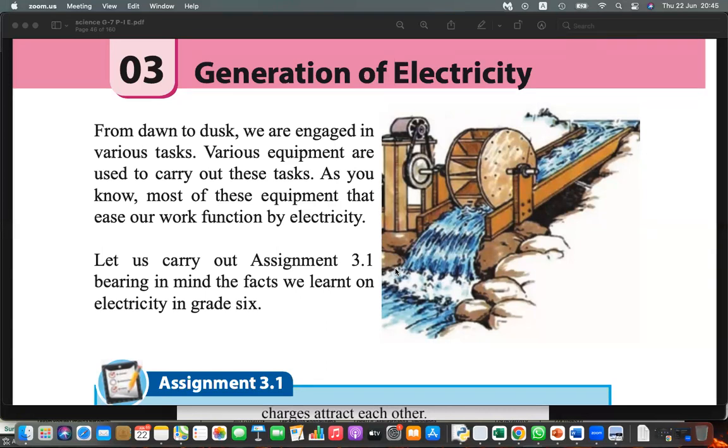That can happen. Energy can be transformed. But energy cannot be created. Energy cannot be destroyed as well.